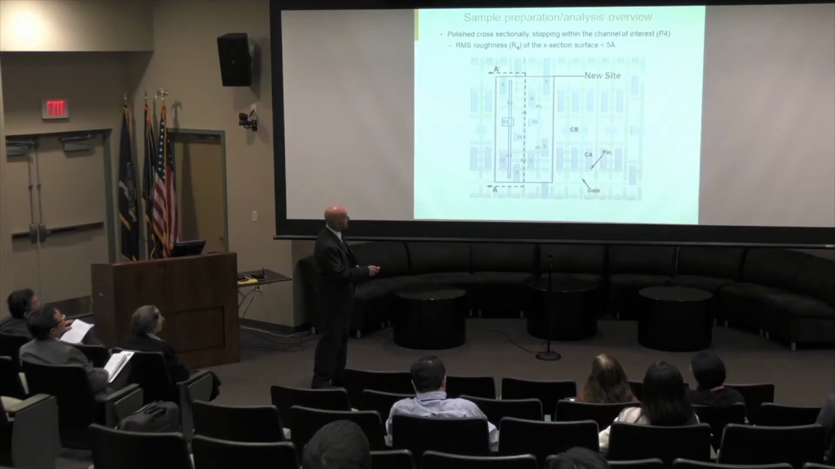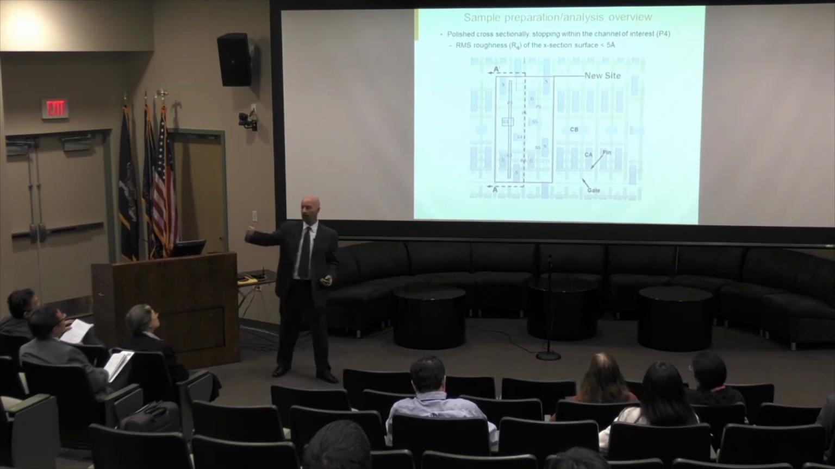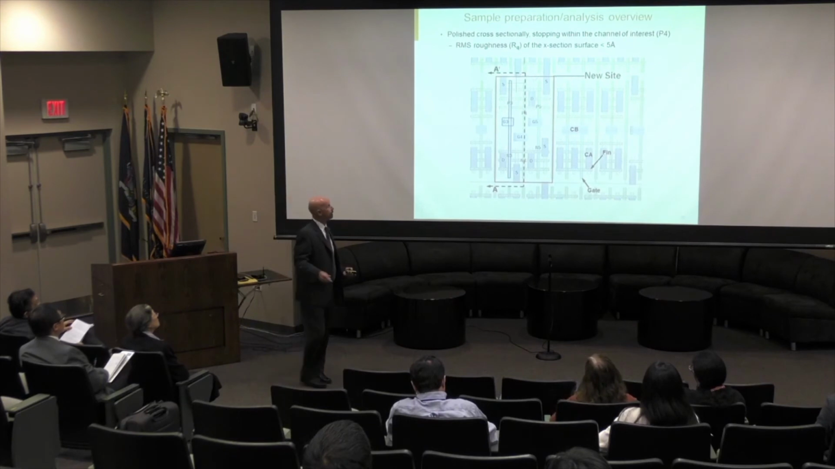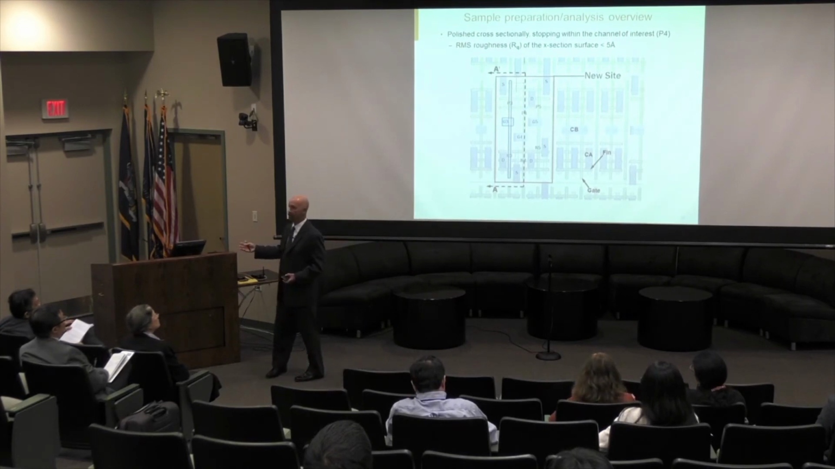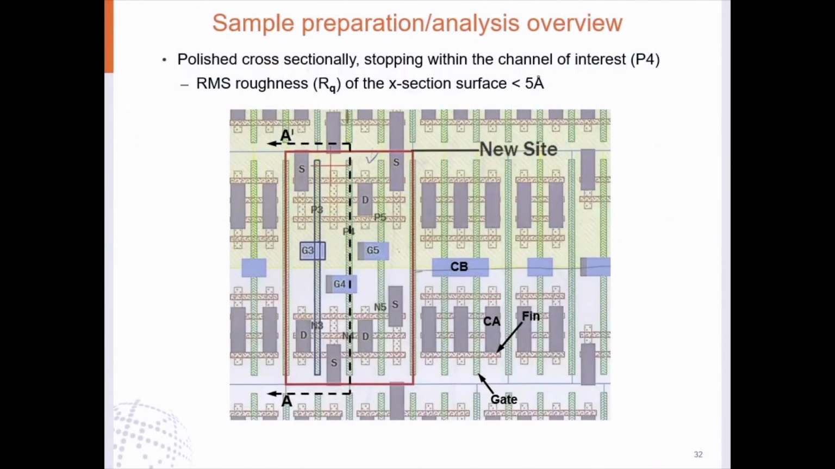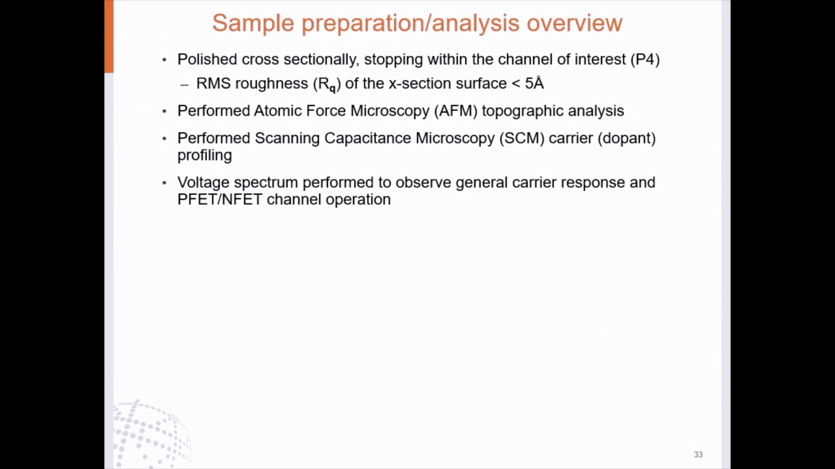So what we did was we polished into it from this direction. Oh, and by the way, the RMS roughness when we get to our cross-section surface has to be less than 5 angstroms RMS, or else it's going to put a lot of noise into the data with scanning capacitance microscopy. So we did that. We polished into it. We performed atomic force microscopy and scanning capacitance for carrier profiling. We also did what I call a voltage spectrum.